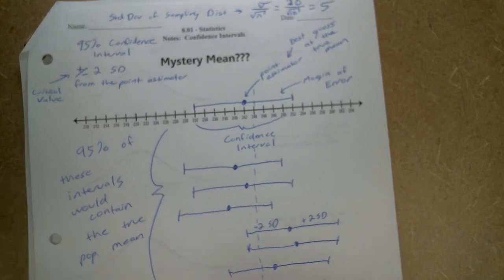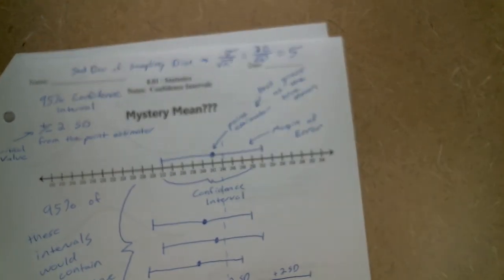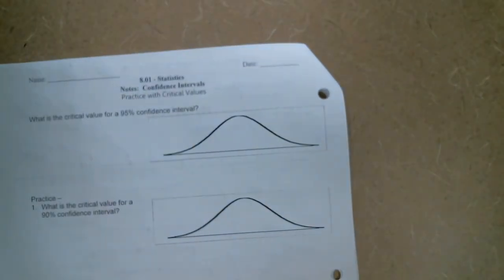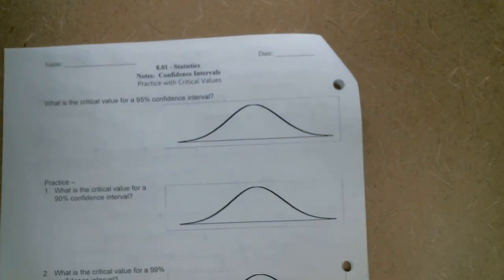So let's take a look at an example that doesn't involve means and instead involves proportions. Actually, nope, we're not there yet. Hold on. What are the critical values? On that one, we just used two standard deviations as a rough estimate for the critical value, but it turns out we can be a little more exact than that, and that's what we're going to do with our critical values for our confidence intervals.